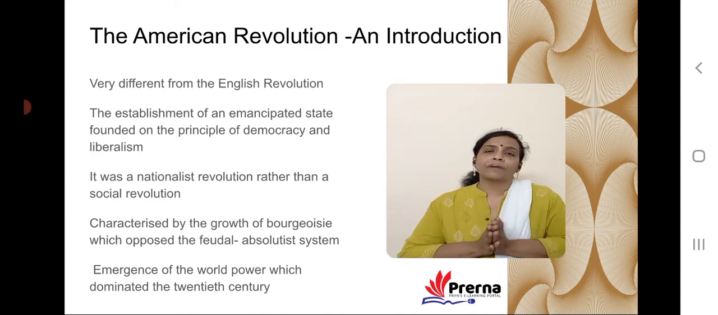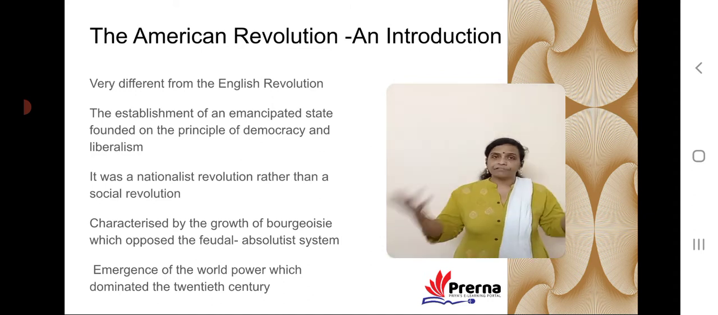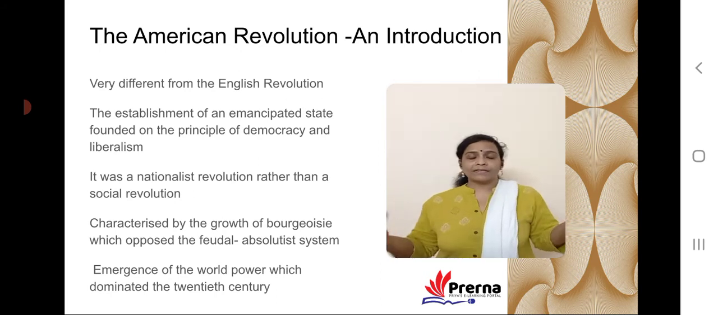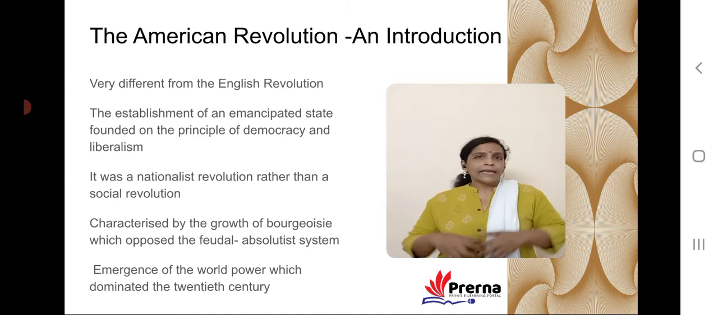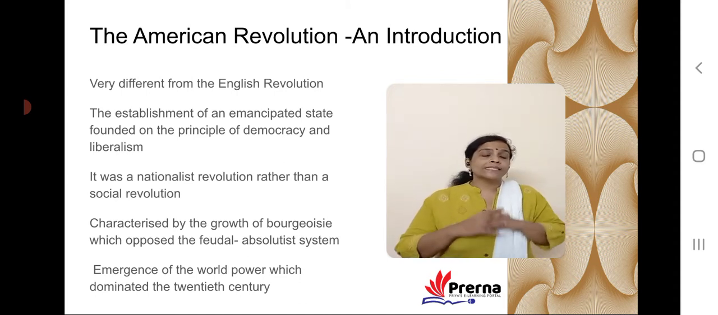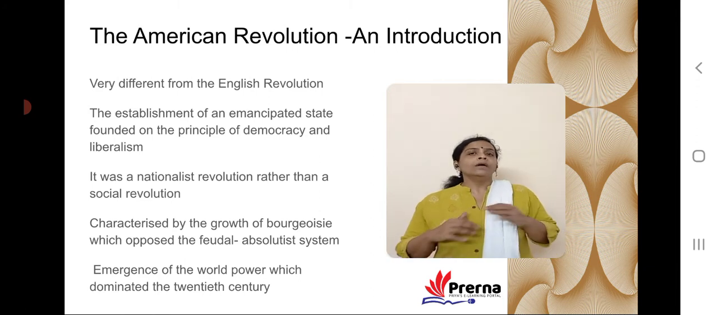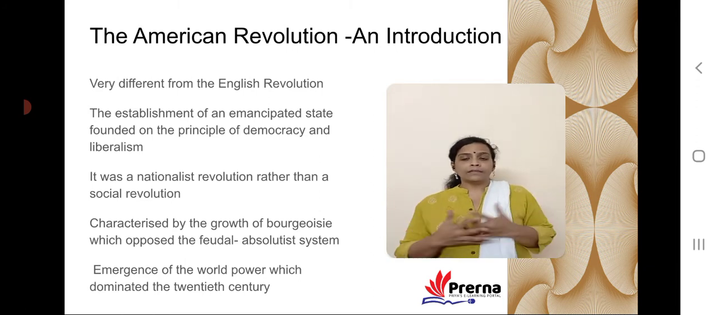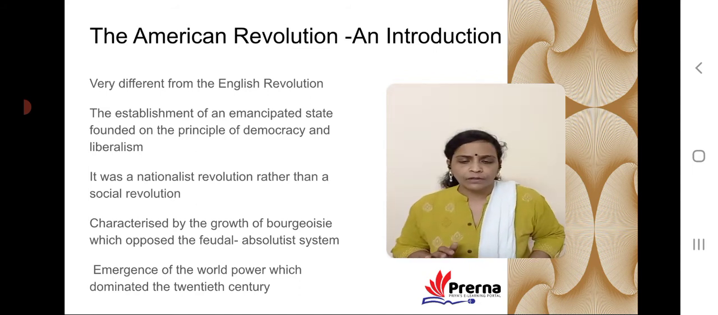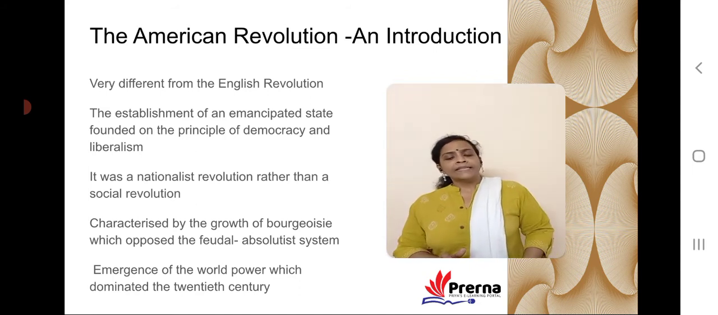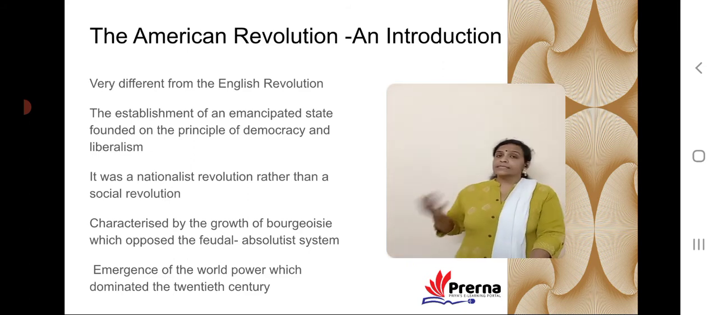So the American War of Independence, let me tell you, was very different from the English Revolution that we studied. Okay, let us see how. It was very different from the Glorious Revolution or the Palace Revolution, which we studied in the last class. Here you could see at the end, the net result was the establishment of a very powerful state on the basis of the noble ideals of democracy and liberalism, which of course did not happen in the case of the Glorious Revolution.